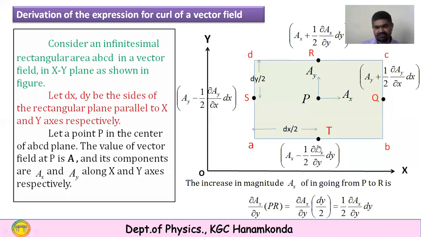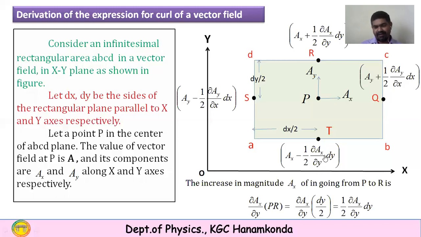Come to this point T. Here, the value at P is already Ax. The decrement is 1 by 2 into ∂Ax/∂y into dy. Therefore, the net value at T is Ax minus 1 by 2 into ∂Ax/∂y into dy.